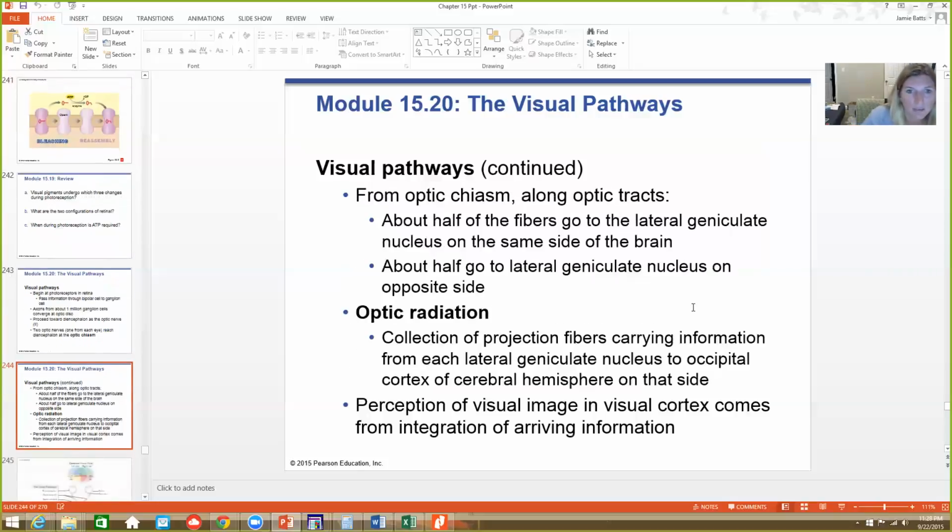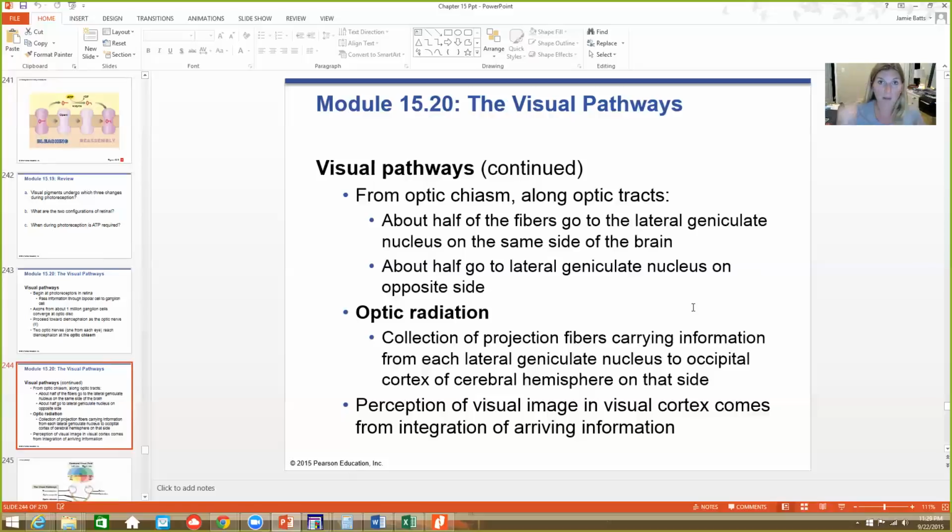It's the same thing. From that optic chiasm, along the optic tracts, about half of them are going to pass the other way. So half go to the lateral geniculate nucleus, the other half go to the lateral geniculate nucleus on the opposite side. So half from each eye goes to each side of that thalamus. There's also something called optic radiation. This is a collection of projection fibers which carry information from each lateral geniculate nucleus to the occipital cortex of the cerebral hemisphere on that same side.